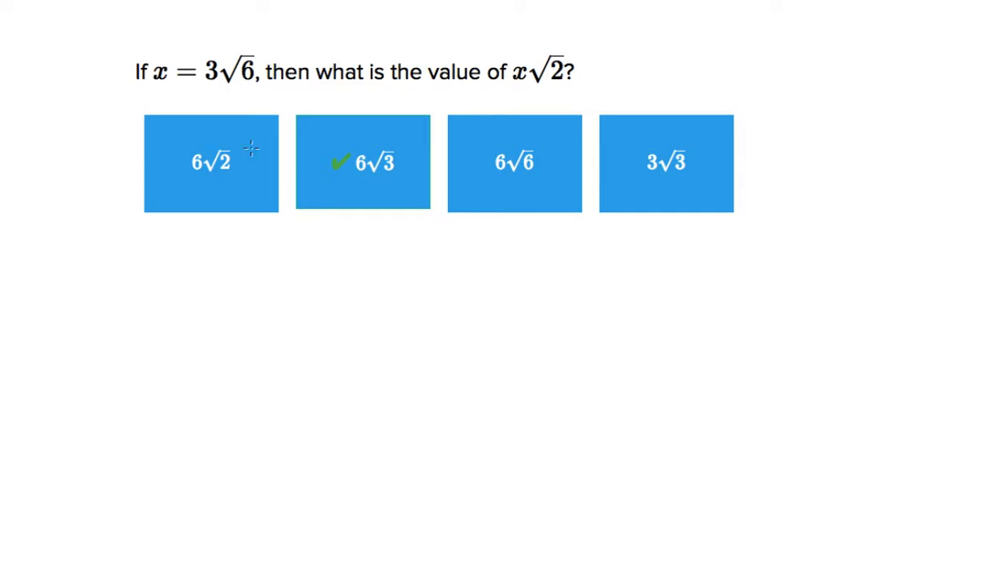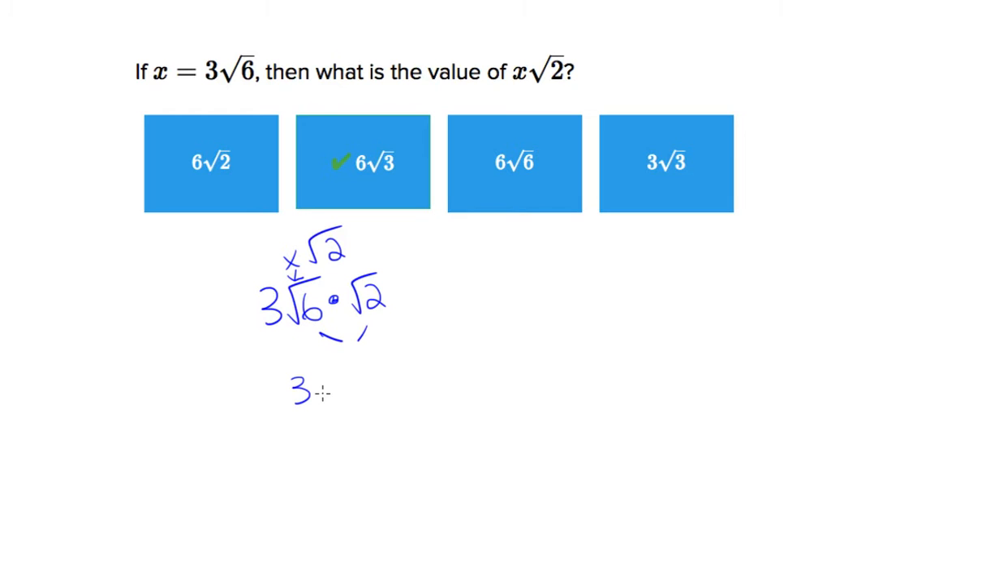2? So basically what we're saying here is let's take what x equals and let's multiply it by the square root of 2. In other words, replace x with 3 root 6 because we're told that's what it equals in the beginning. Now when you multiply radicals, they work just like regular numbers.